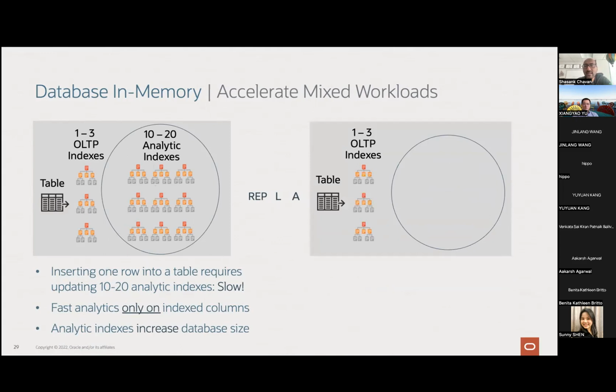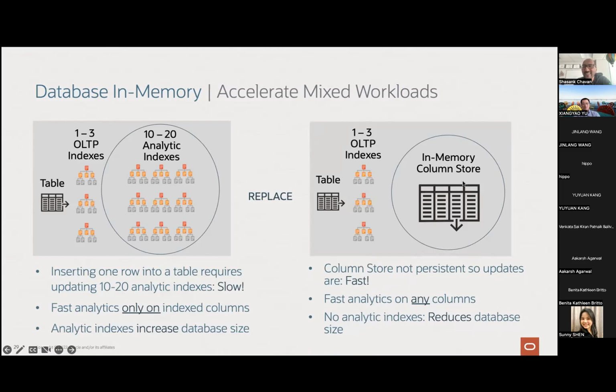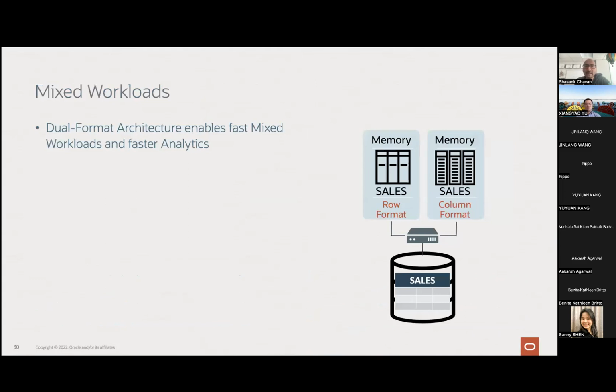And so what we claim is that you can replace those analytic indexes with just your column store. Now, whenever you do an update over here, you need to maintain it in the column store. But because that column store is not persistent, the updates are very fast. It just requires setting a bit that says, hey, this guy's been updated. And that's it. Okay, so we'll talk about that here, in fact.